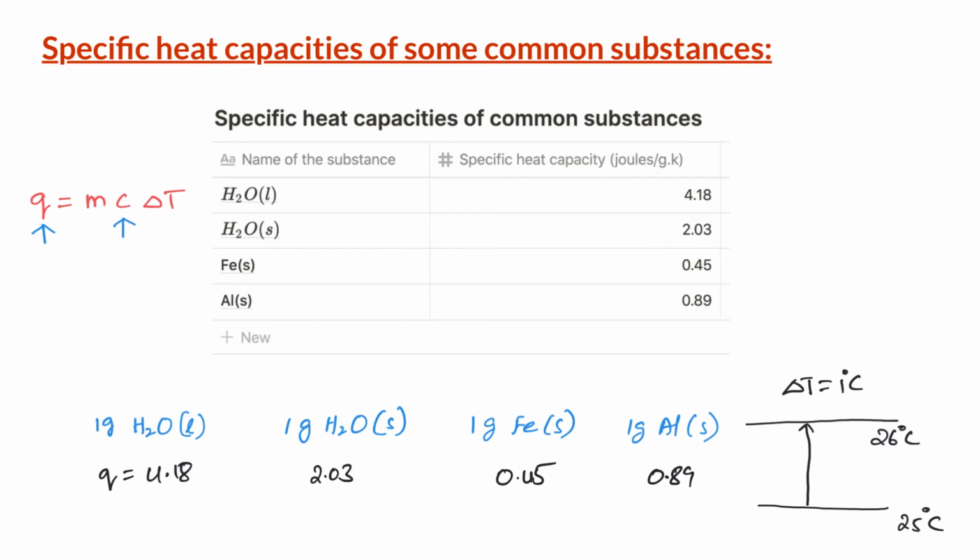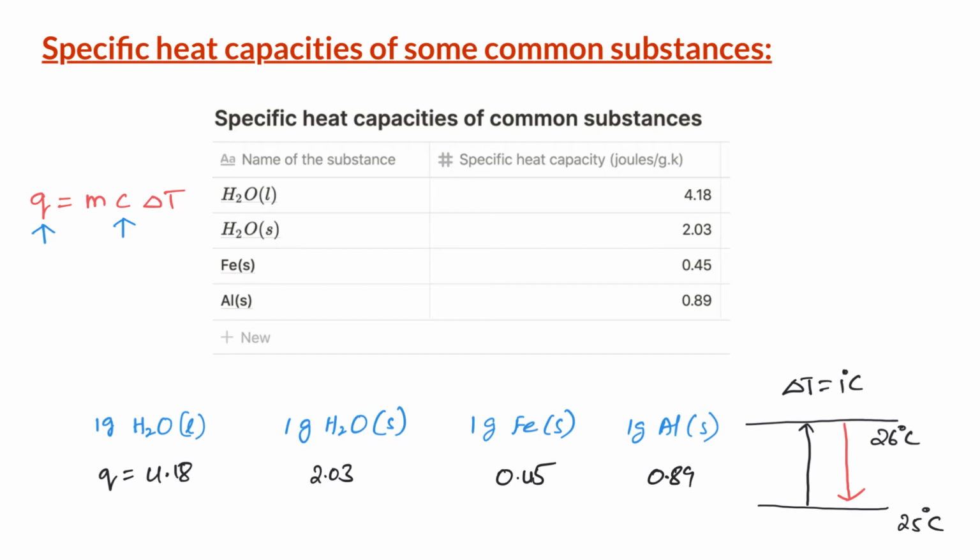Let's say these substances are cooled down by 1 degree Celsius. That is, they are cooling down from 26 degrees Celsius to 25 degrees Celsius. In doing so, all of these substances release heat. How much heat do they release? The liquid water would release 4.18 joules, solid water 2.03 joules, iron 0.45 joules, and aluminum 0.89 joules of heat.